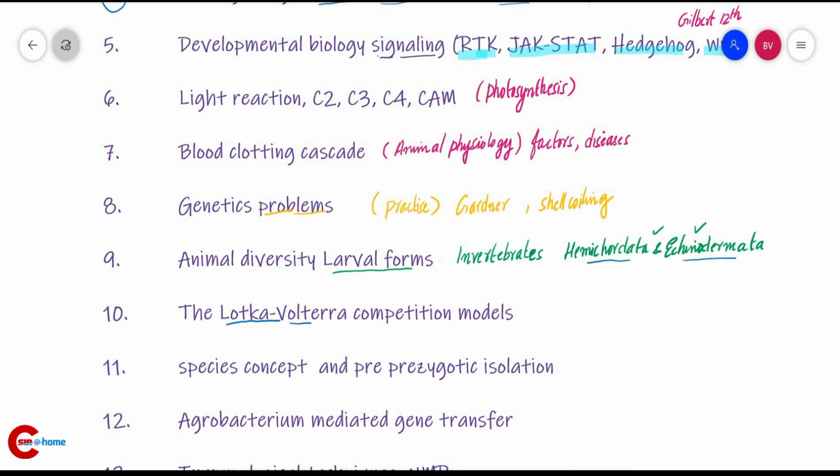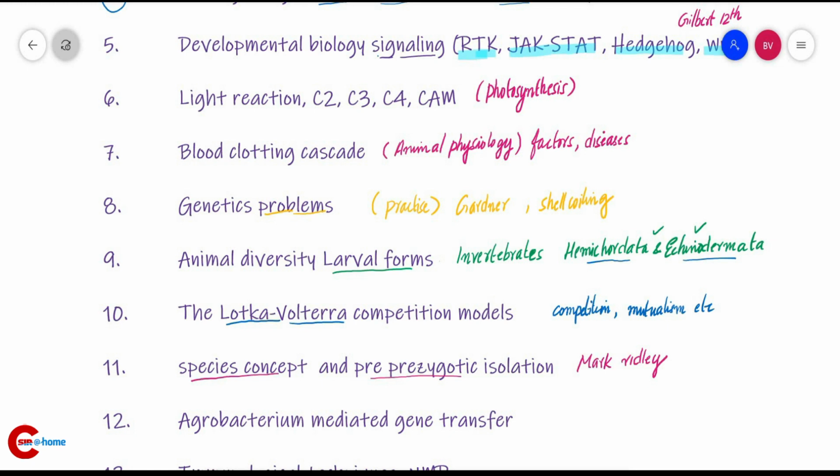In ecology, study Lotka-Volterra competition models. You can study the different types of competition, then the Lotka-Volterra competition models and the 4 consequences of the Lotka-Volterra competition equations, then competition among Paramecium species. You can refer to Peter Stiling. Then you can study mutualism, commensalism, predation, etc. In evolution, study species concept and pre-zygotic isolation. Study from Mark Ridley. This is very important.